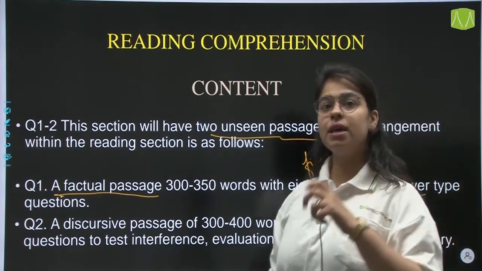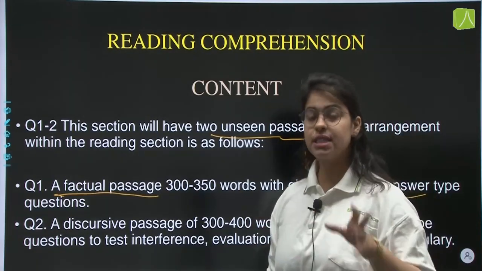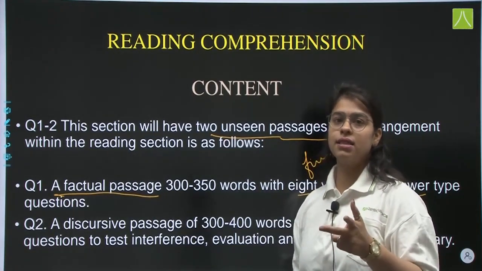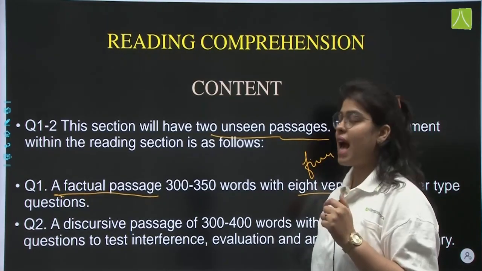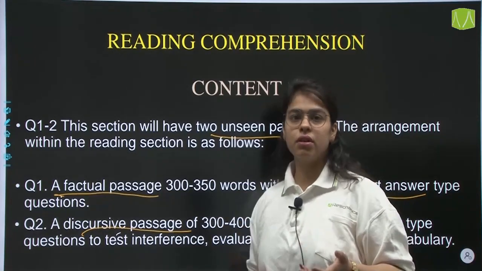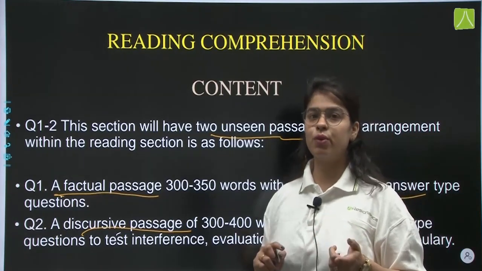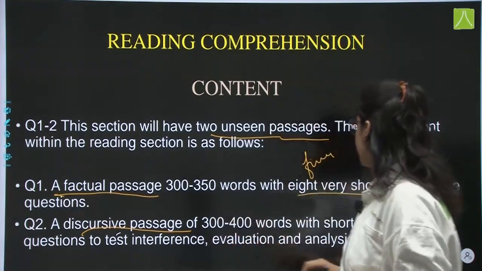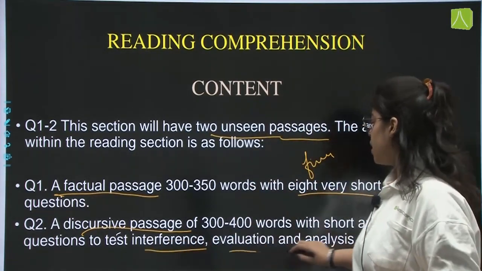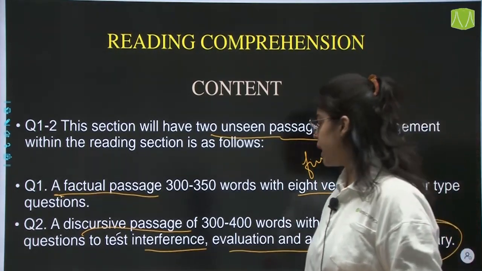and you will have to read the paragraph and then get the answer. You will have to read the questions, then the paragraph, and then connect both of them, and the most appropriate answer correlating with the question will be your accurate one. Then next you will have the discursive passage, which may have a topic or a combination of 2 to 3 topics, and then a certain number of questions testing your inference, your evaluation and analysis, and then mainly your vocabulary.